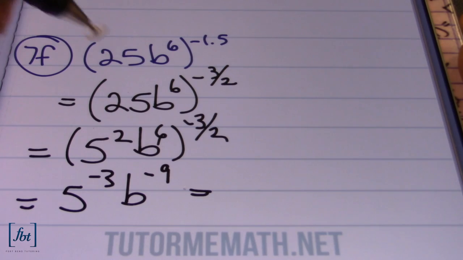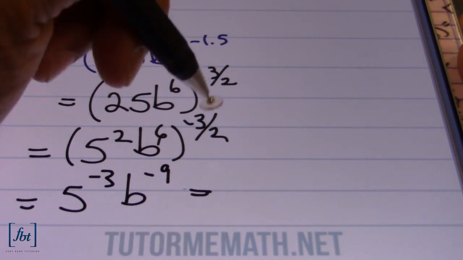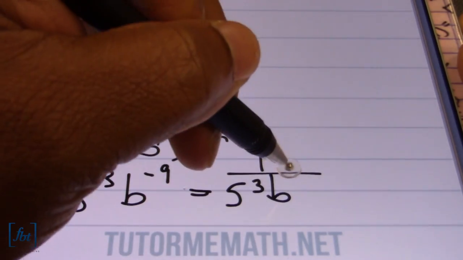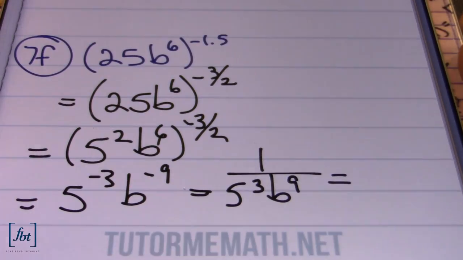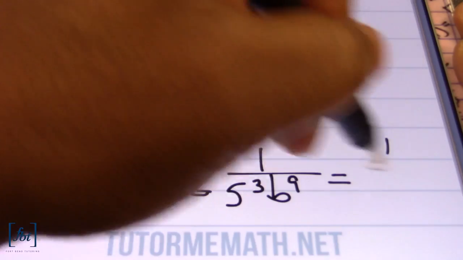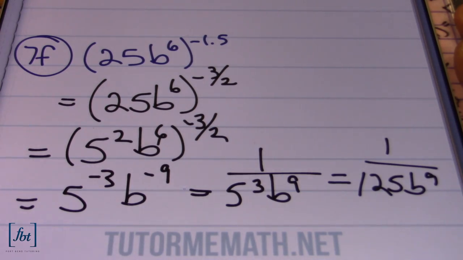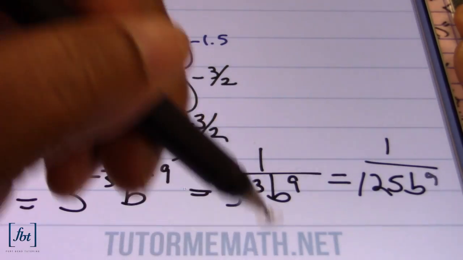We will then get rid of our negative exponents. So we'll have 1 over 5 cubed, b to the 9th power, and the 5 to the 3rd power, you know it's 125. That's going to be 1 over 125b to the 9th power. I'm putting a red box around this after I fix this 9. That's ugly.